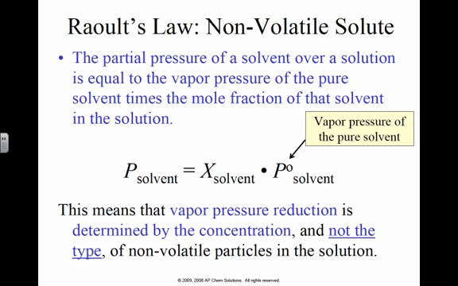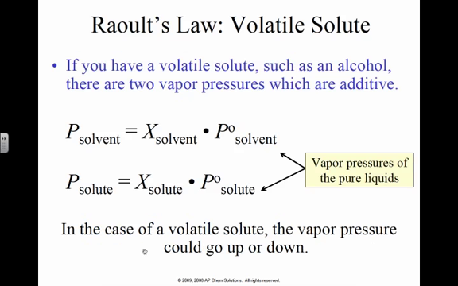Okay, Raoult's law for non-volatile solutes. The partial pressure of a solvent over a solution is equal to the vapor pressure of the pure solvent times the mole fraction of not the solute, but the solvent. Basically, this is a percentage thing. This means that the vapor pressure reduction is determined by the concentration, not the type of particles in the solution.